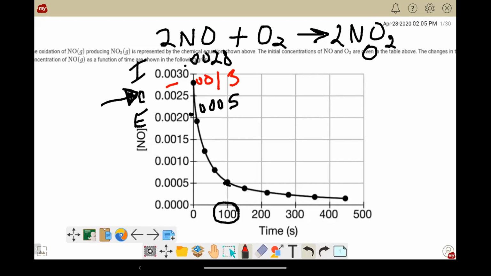And then we can use our coefficient relationship to say, oh, well, because the rate of change of nitrogen monoxide and nitrogen dioxide have to be equal, they're going to change.